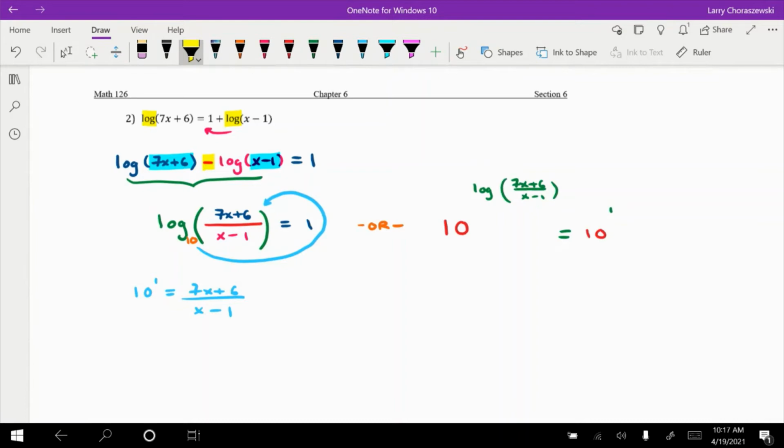And on the left-hand side of the second equation, the base of the exponential matches the base of the log. So we get canceling, leaving behind the argument. And 10 to the first is 10. That makes sense?